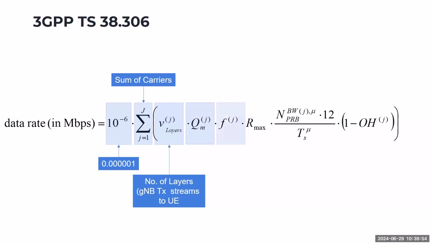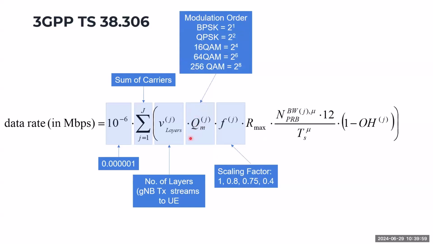Next is the modulation order. So if you are using BPSK, QPSK, 16 QAM, 64 QAM, and 256 QAM, that is 2 raised to 8, 2 raised to 6, 2 raised to 4, 2 raised to 2, and 2 raised to 1.